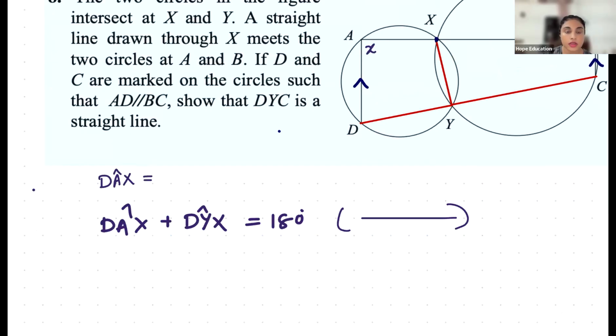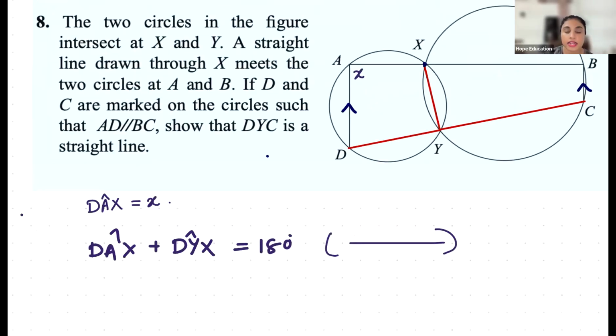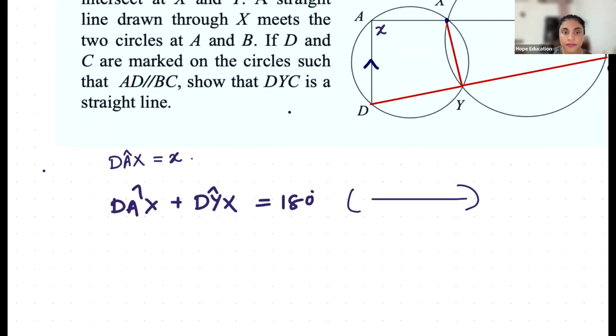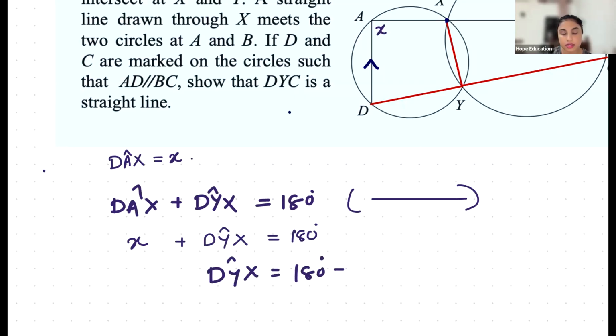So DAX equals x. DAX is x, plus DYX equals 180. Then DYX equals 180 minus x.